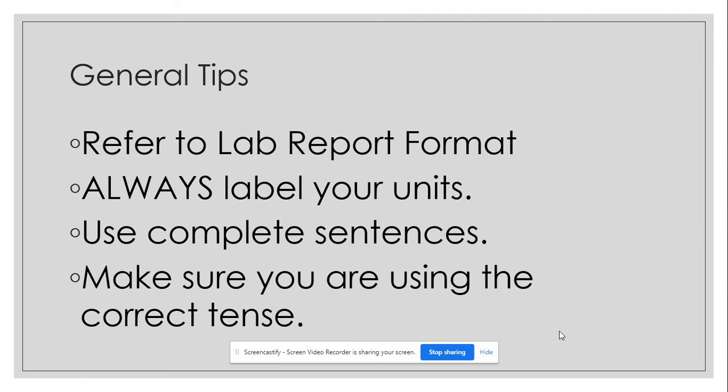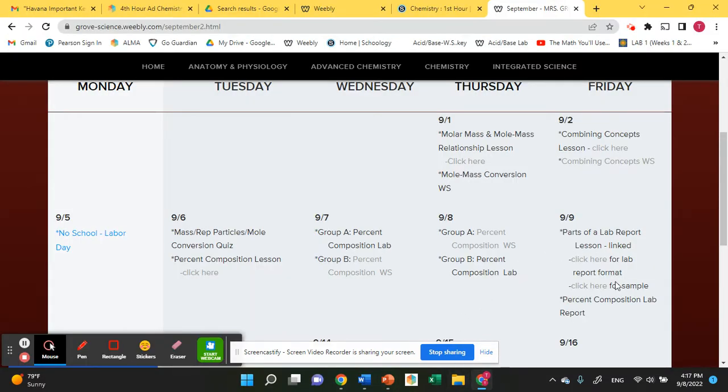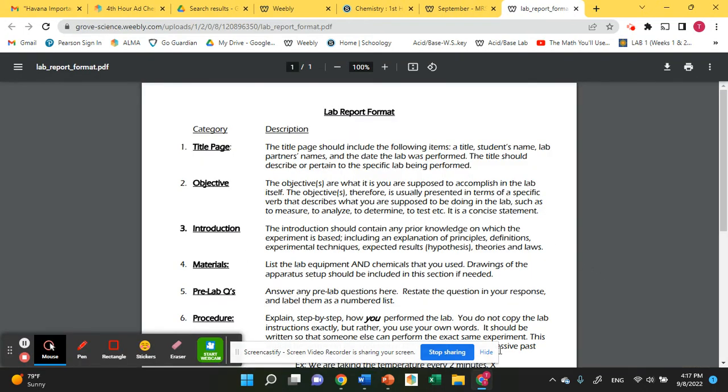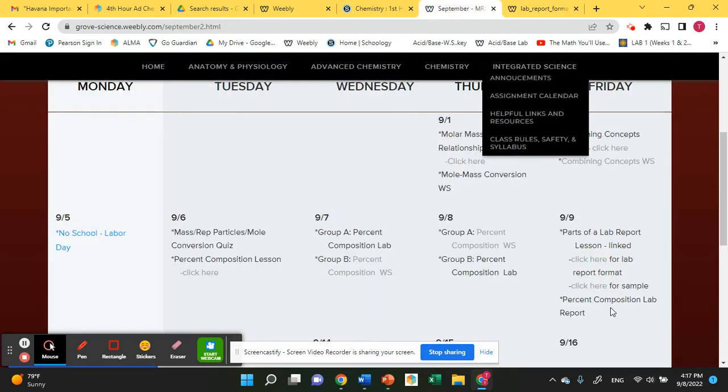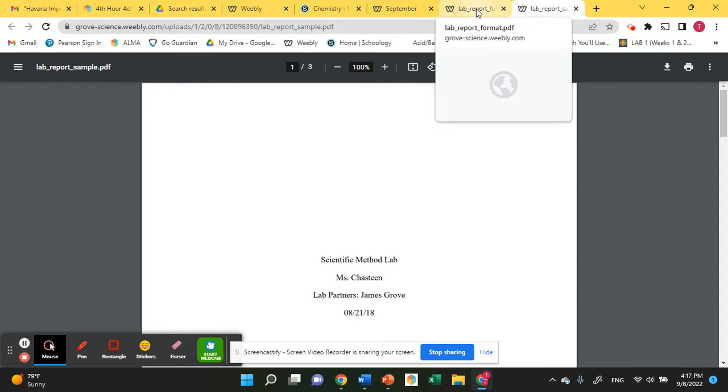This last tip is going to be a little bit confusing, so let me actually show you the lab report format first, and then we're going to come back to learning the correct tense. If you go to my website, under today's date, you're going to see it saying click here for lab report format. If you click there, it's going to bring up the general format or how you should lay out your lab report. The other link I have down here is a sample. So if you're confused and want to reference something, I have provided a sample for you as well.